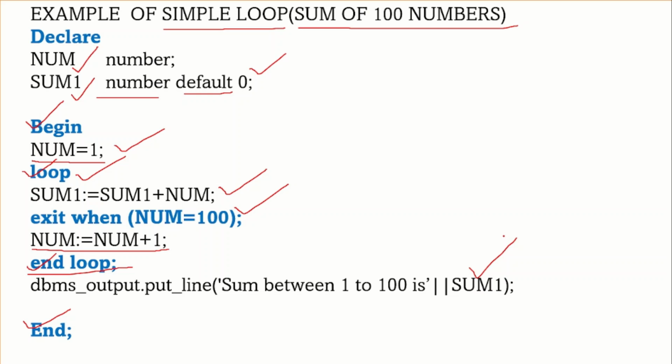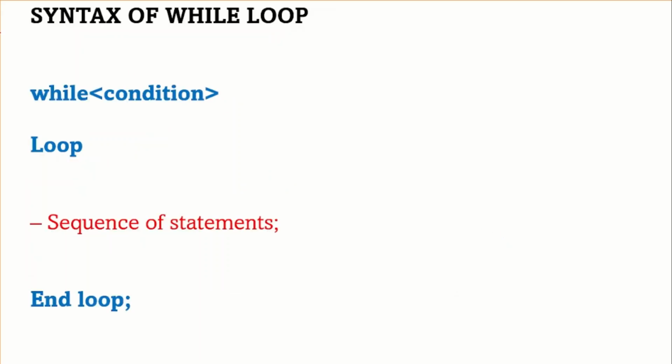This was about the simple loop. Now comes the while condition, or you can say the while loop. So while, then you need to provide a valid condition to terminate. Then, like the opening and closing brackets of C, here we use loop and end loop, right?